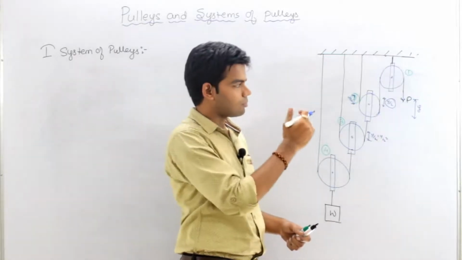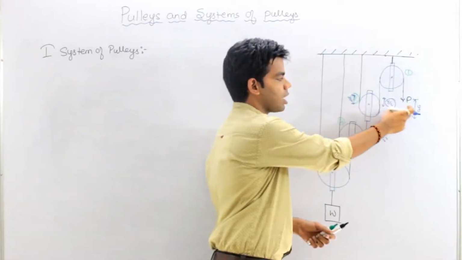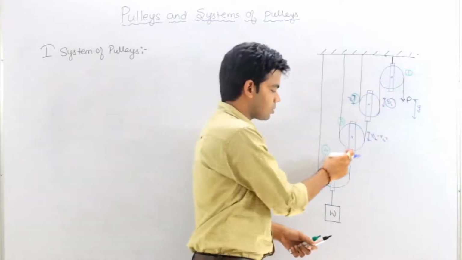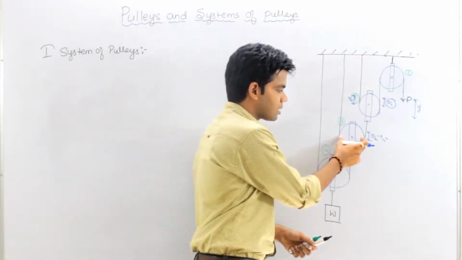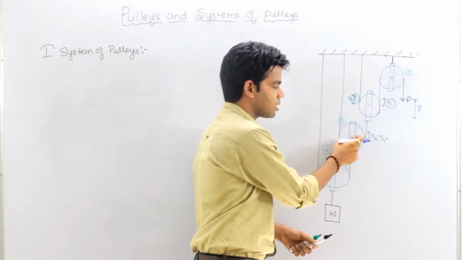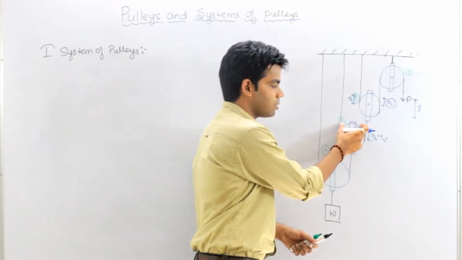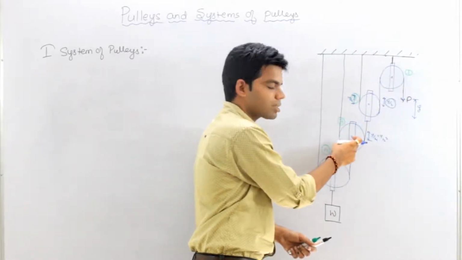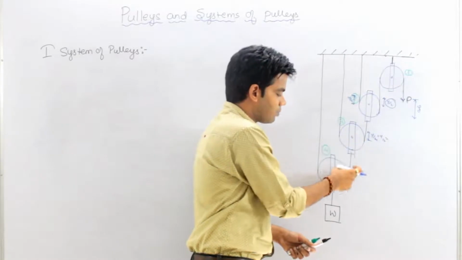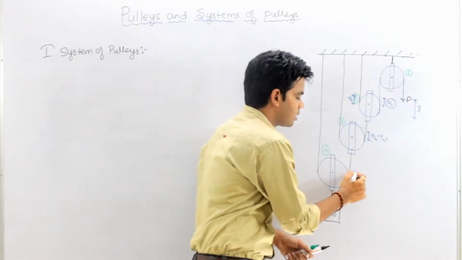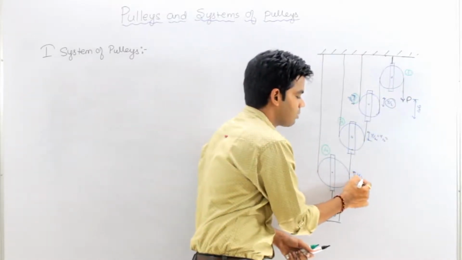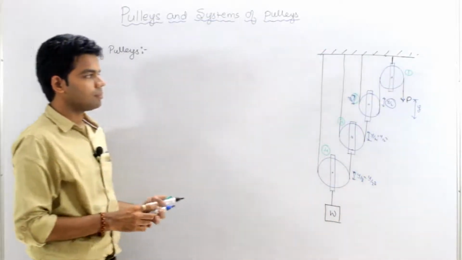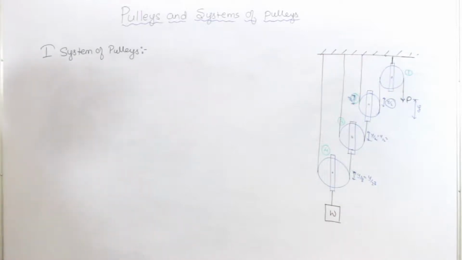Getting this? Just half. Displacement of this pulley is half of this. Similarly, coming to this pulley, the center of this pulley is raised by a distance y by 4. That means this rope will be raised by a distance y by 4. This y by 4 will be distributed among these two sides, and this will be raised by a distance y by 8, or you can say y by 2 cube. Getting this or not? Clear or not?